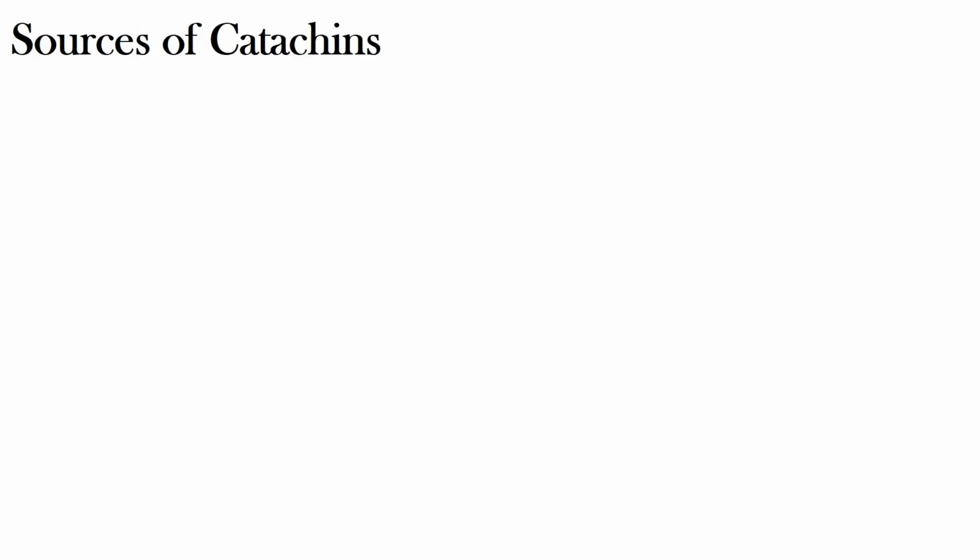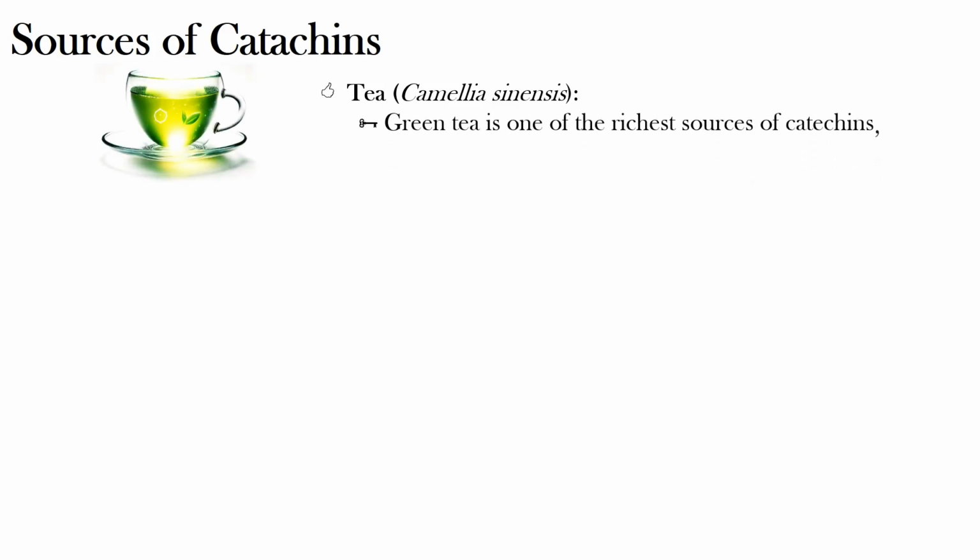Sources of catechin. If we talk about the sources of catechin, the first name that comes is tea, having the botanical name Camellia sinensis. In case of tea, green tea is one of the richest sources of catechin. Black tea also contains catechin, but the catechin content is lower compared to green tea.